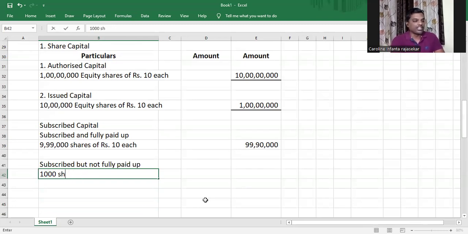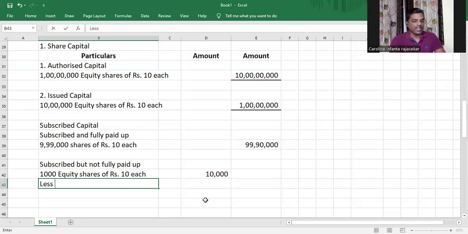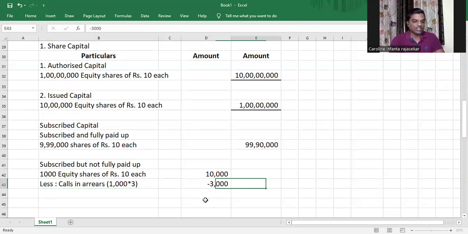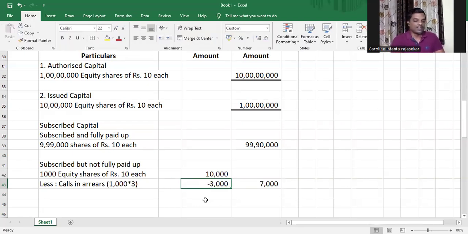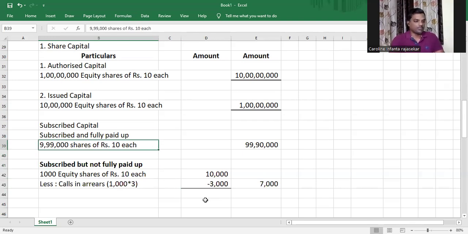I'll write 1,000 equity shares of rupees 10 each and write the called up value here. So 1,000 into 10, 10,000, and I'll write less calls in arrears. 1,000 into 3 rupees is the calls in arrears. Am I right or not, my dear children? And so 7,000 is the amount of subscribed and not fully paid up shares. Understood or not, my dear children?